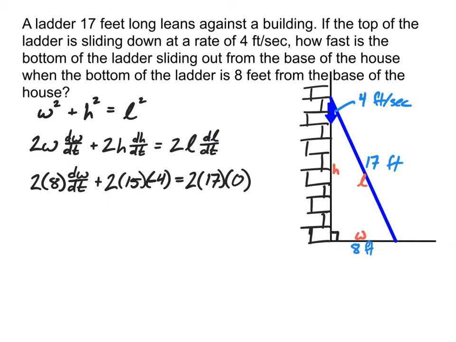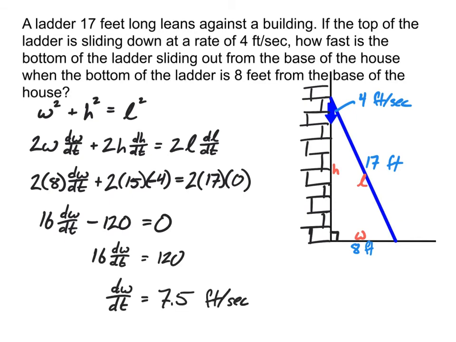All right, from here, now that we've gotten this much, it's just a matter of doing the algebra to solve it for dW over dt. And when all is said and done, we find out that the dw over dt value, in other words, how fast the width is changing, is 7.5 feet per second. Which means, if you think about it, that even though the base of the ladder is 8 feet away from the wall right now, in just 1 second, it'll be almost twice as far away. The base of that ladder is moving out really quick compared to where it currently is. All right, then this problem is done.